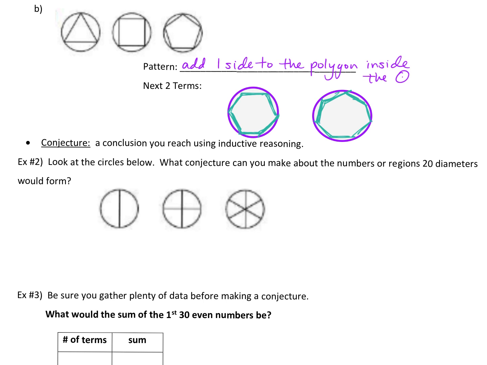Conjecture. What's a conjecture? Don't read my definition. You tell me what a conjecture is to you. If you had to say conjecture in one word, what would that one word be? Statement. Okay. Anybody else?